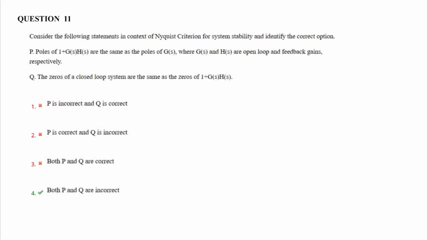Next question. Consider the following statements in the context of the Nyquist criterion for system stability. Identify the correct option. The poles of 1 plus G of s H of s are the same as the poles of G of s.